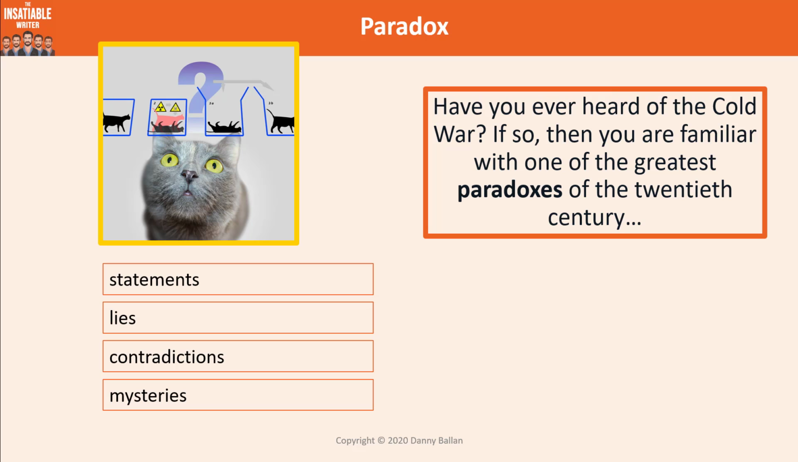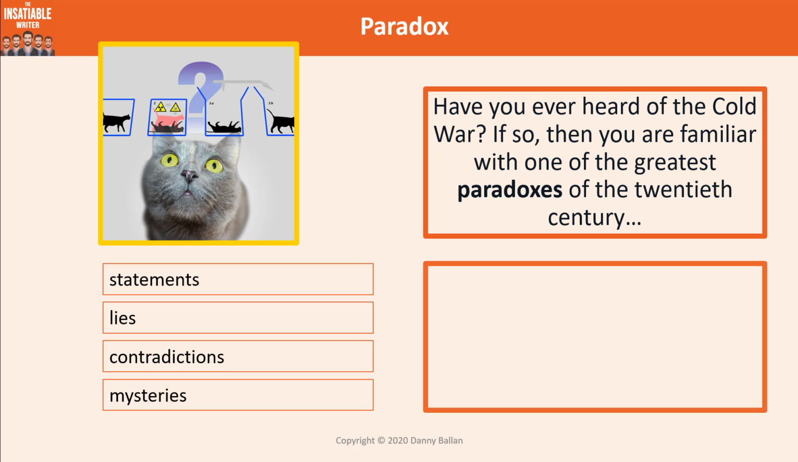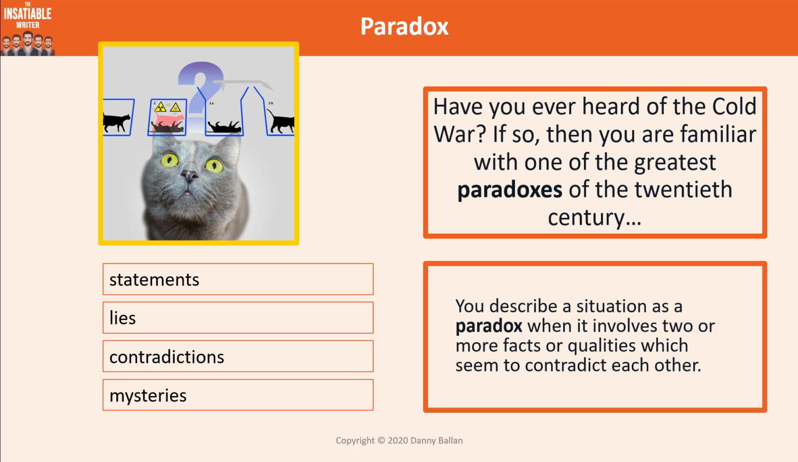Think about it. Well, you describe a situation as a paradox when it involves 2 or more facts or qualities which seem to contradict each other. So obviously, we're not talking about a clear situation. We're not talking about a situation that is easy to understand. So back to these 4 words I gave you, the words that are similar to paradox are the words contradictions or even mysteries. So that was our first word, paradox.